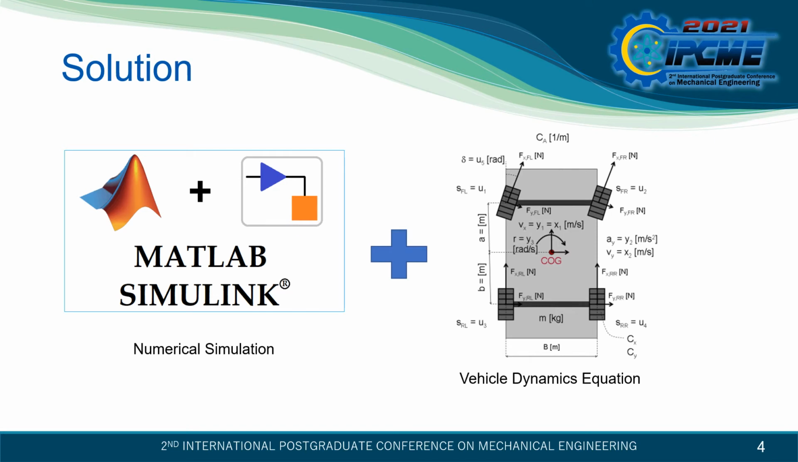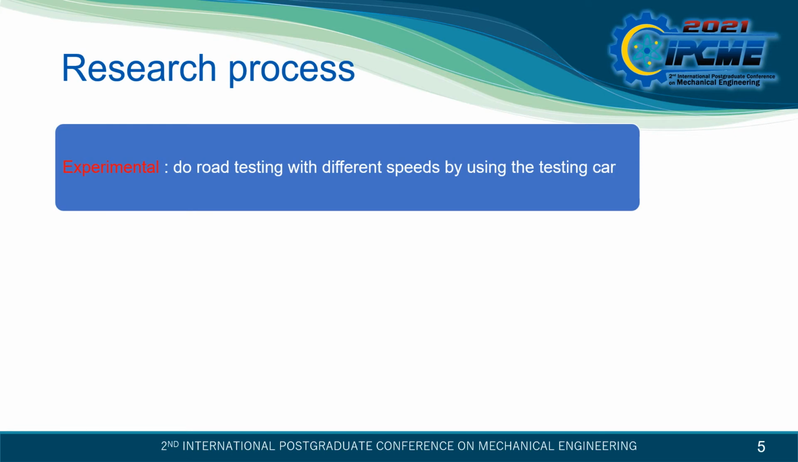For the simulation, you need to build a simulation block, because the software that I chose is MATLAB Simulink. For the simulation block, I chose the vehicle dynamics equation as the simulation equation. The next part is the research process. There are three stages of the research. The first stage is the experiment, which is road testing using a real car at different speeds, with the testing car provided by University Malaysia.